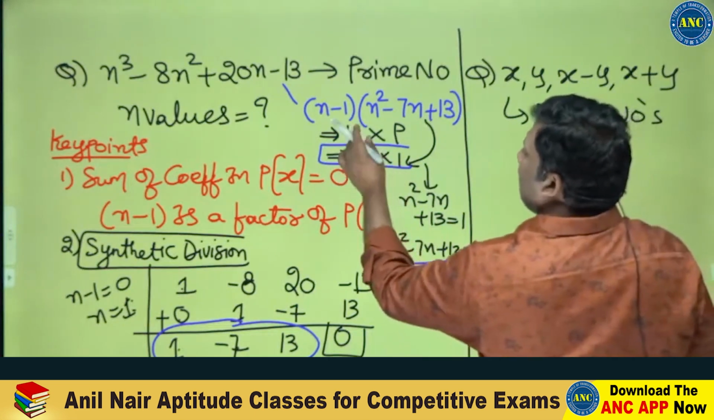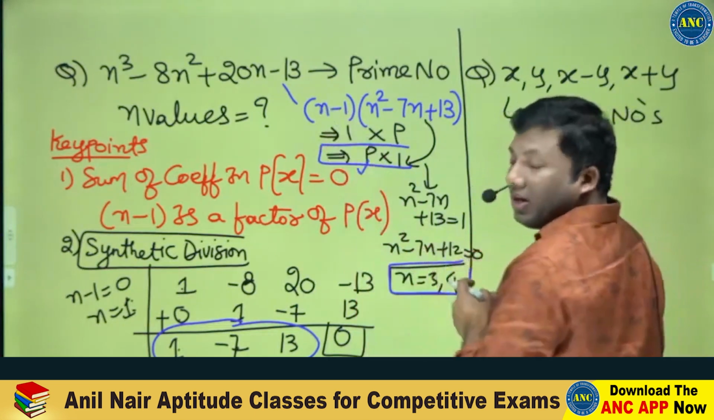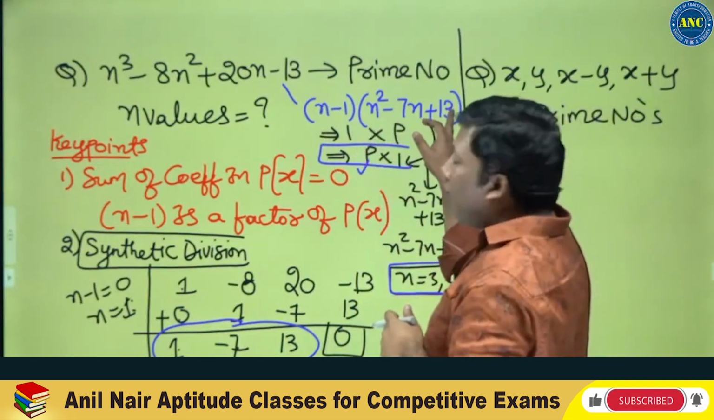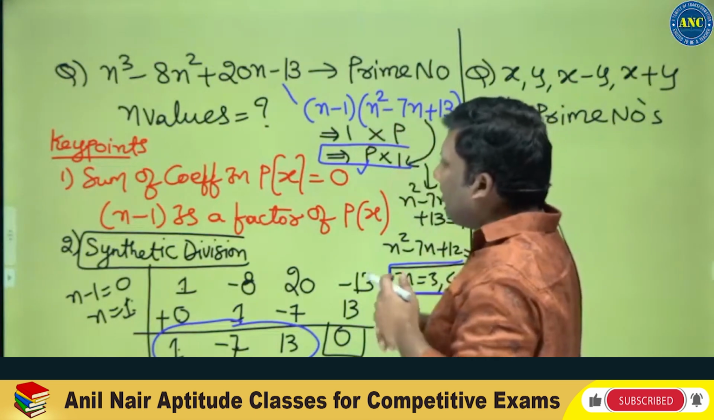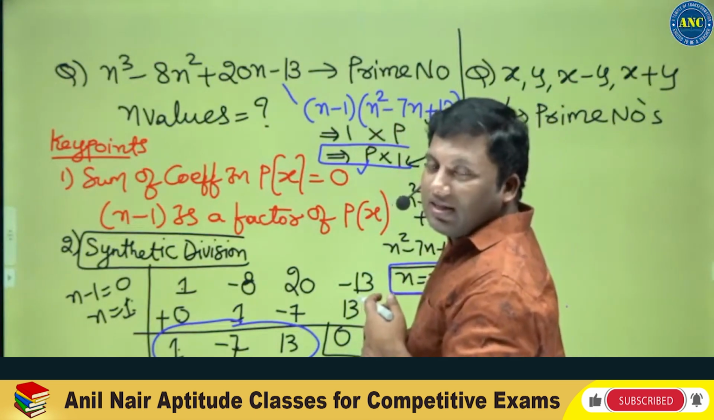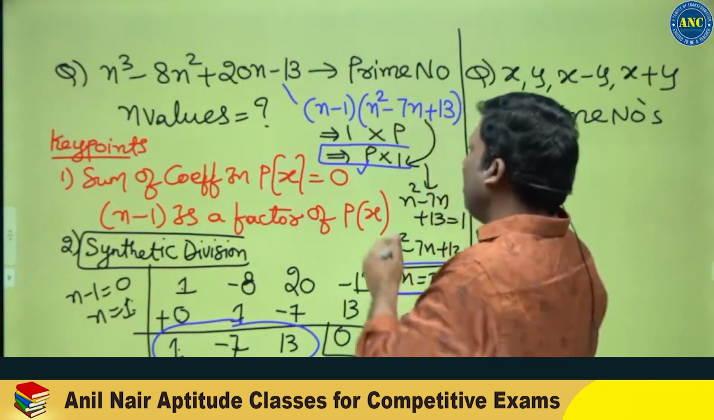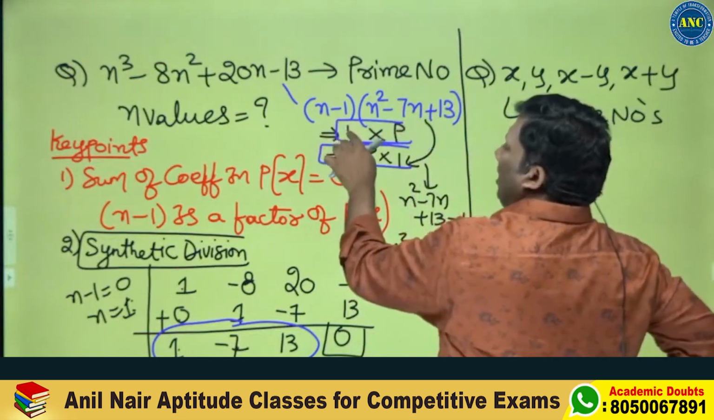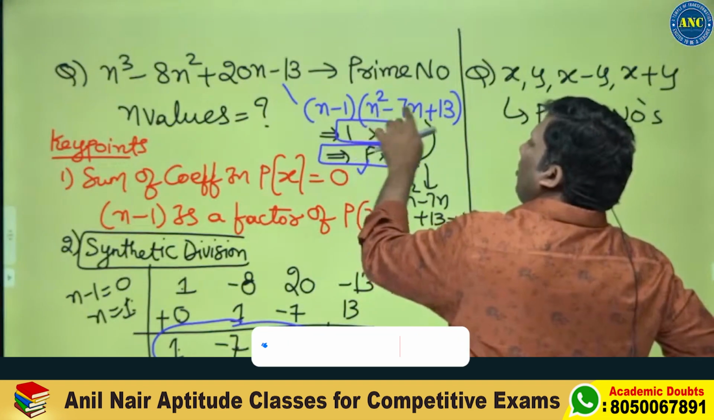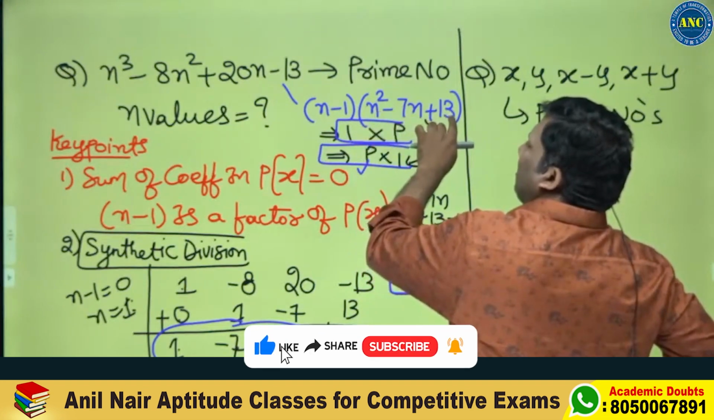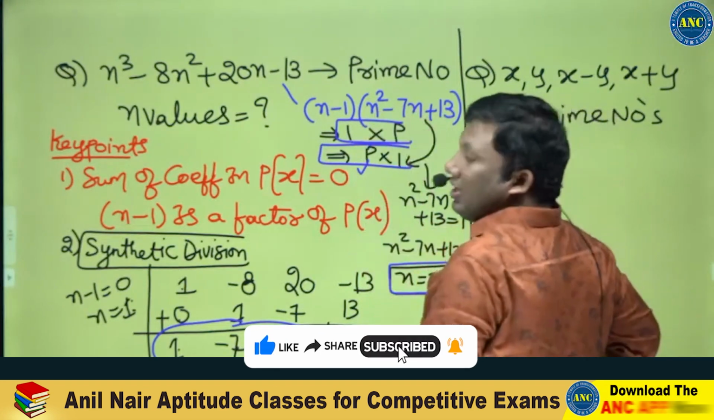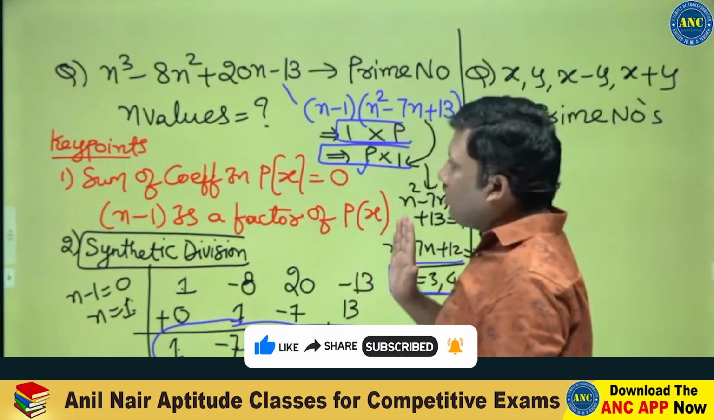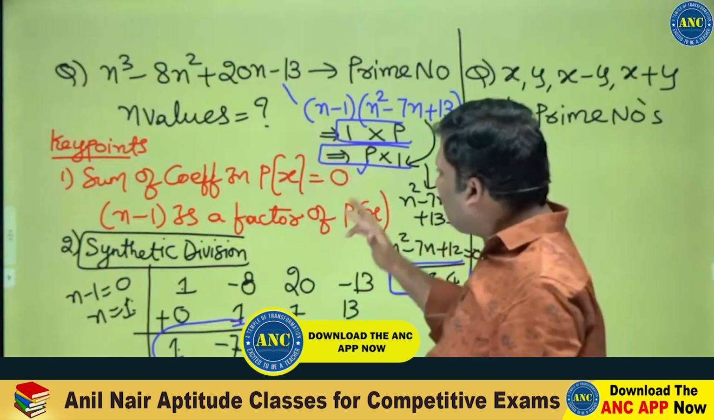Suppose I take the other equation, n minus 1 is 1, so n is 2. 2 square plus 13: 4 plus 13 is 17. 17 minus 14 is 3. Check if this is giving you a prime number. N is 2, 2 square is 4, 4 plus 13 is 17, 17 minus 14 is 3. If it is giving you the answer, take that answer. I hope the concept is clear.